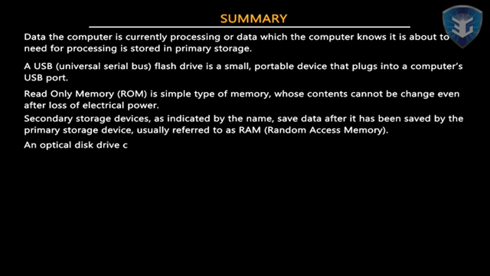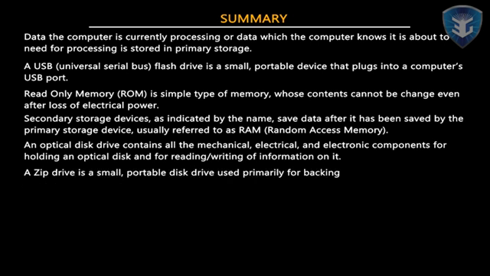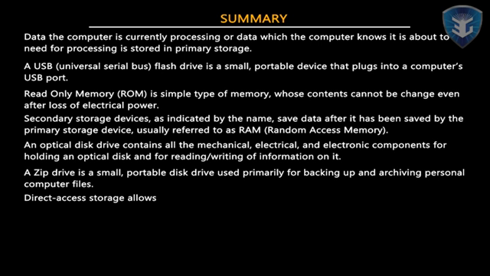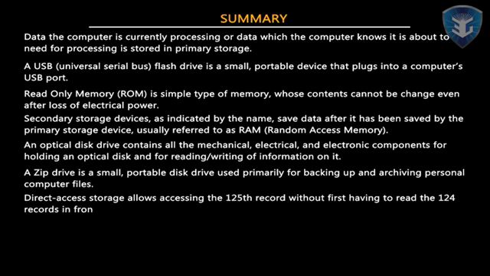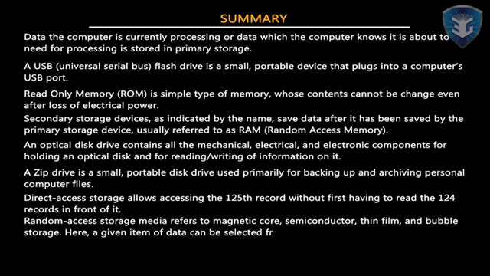An optical disk drive contains all the mechanical, electrical and electronic components for holding an optical disk and for reading and writing information on it. A zip drive is a small portable disk drive that is used primarily for backing up and archiving personal computer files. Direct access storage allows accessing the 125th record without first having to read the 124 records in front of it. Random access storage media refers to the magnetic core, semiconductor, thin film and bubble storage. Here, a given item of data can be selected from anywhere in storage without having to scan any preceding items.